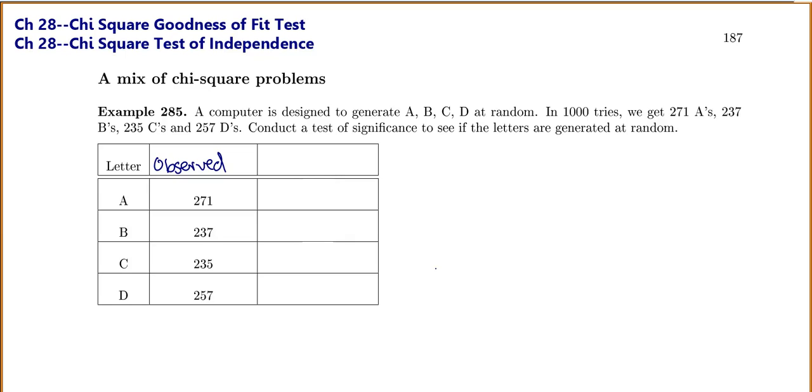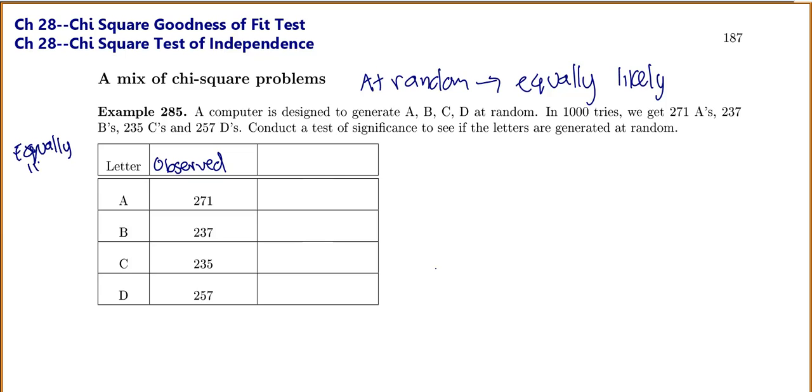Now we wanted to conduct a test to see if the letters are generated at random. If they're generated at random, that means they should all be equally likely. So with 4 letters, if they're all equally likely, then each chance should be 25%. Asking whether it is random is like asking, were each of these chances really 25%?